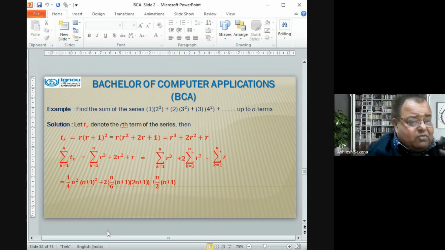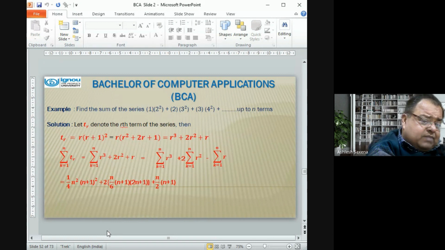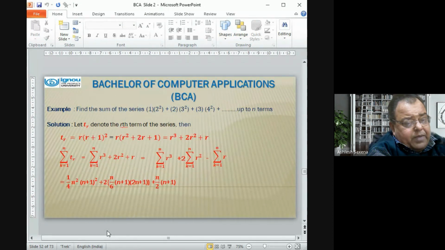Now, keeping an eye on the sequence in the problem, you have to identify the general term, N or R, whatever you want. You can see that the first series is 1, 2, 3, that is R. In the second series, it is 2, 3, 4. That means R plus 1, and there is a square. So the rth term will be R into R plus 1 whole square. Open it up.